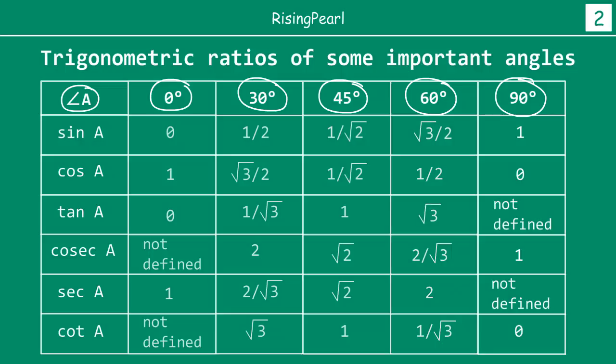And finally for the 90 degree angle, we have sine 90 degrees as 1, cos 90 degrees is 0, tan 90 degrees is not defined, cosec 90 degrees is 1, sec 90 degrees is not defined, and cot 90 degrees is 0. Now friends, if I ask you that can you tell 2 times 5 is how much, you will say of course it is 10.